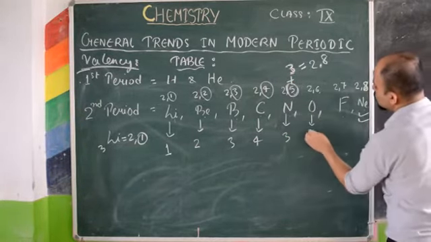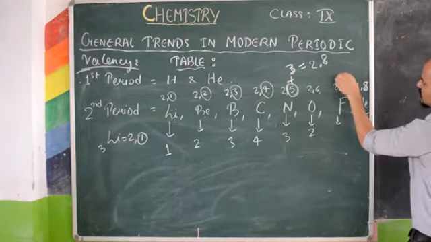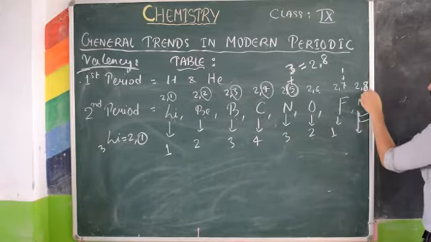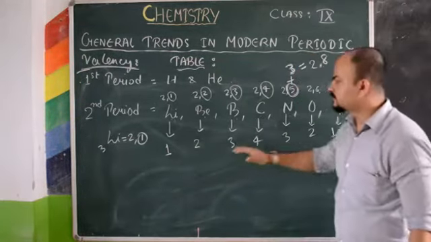Likewise, here it requires 2. This is fluorine. For fluorine, it has 7 electrons. It requires only 1. Therefore, its valency is 1. And for neon, it is already 8. Therefore, its valency is 0. So this is how you need to predict the valency.